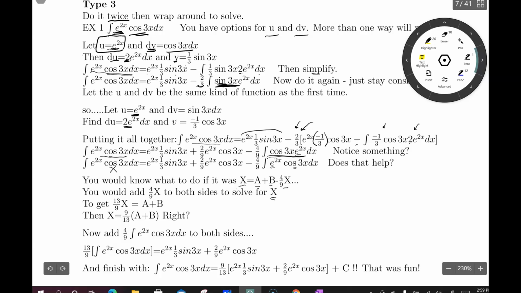Okay, so this is like my big X. So I have x is equal to a plus b, a plus b minus 4/9 x.